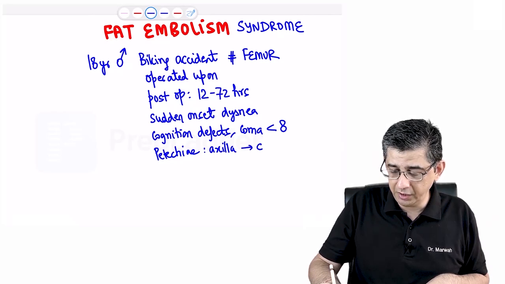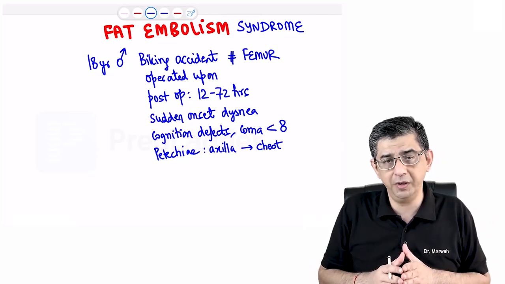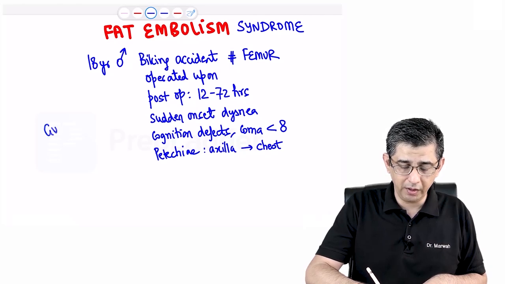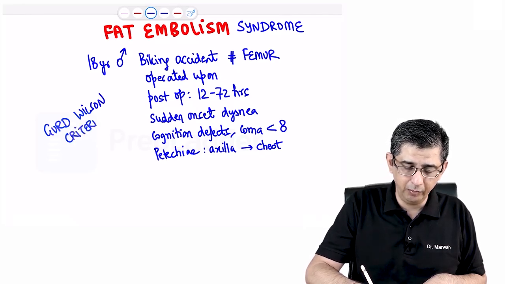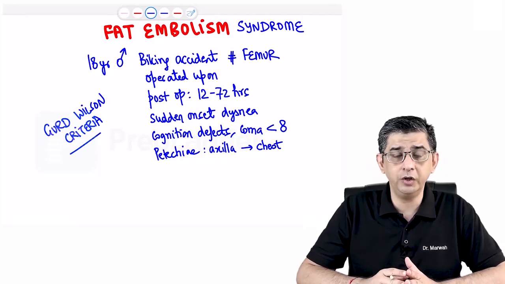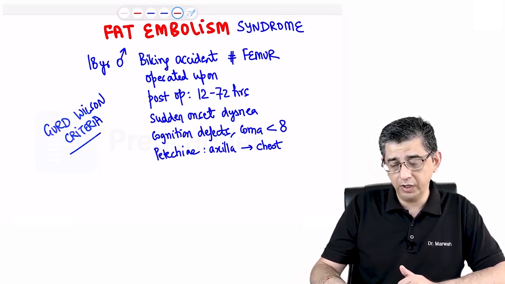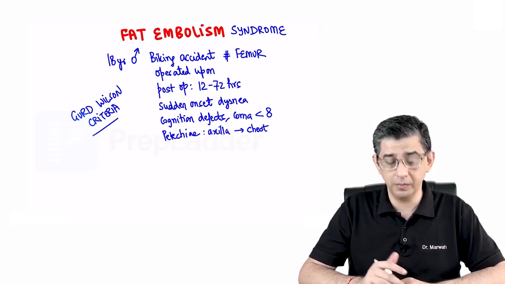But subsequently, these petechiae will spread all over, including over the chest in the front, back, and even on the extremities as well. As I said, what I'm describing before you is technically called the Gurd and Wilson criteria for diagnosis of fat embolism syndrome. And while describing these, I also want to say that you must be very, very careful while attempting the MCQ, because one of the important differential diagnoses of this condition is pulmonary thromboembolism.